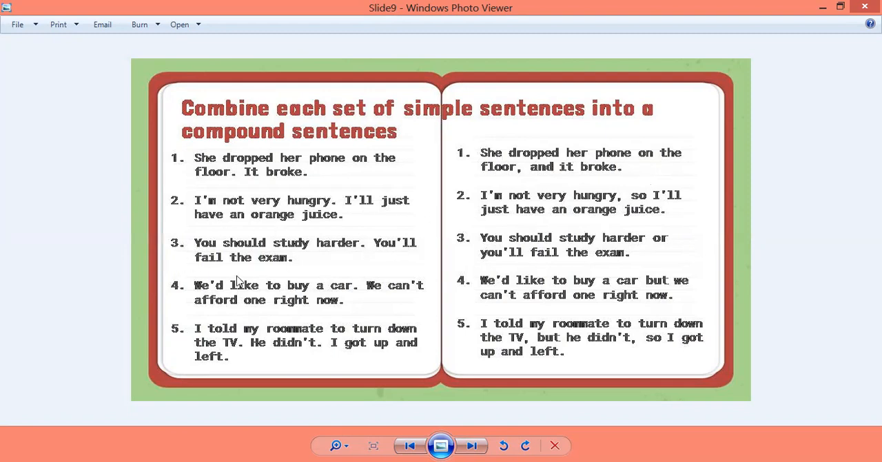You should study harder, you'll fail the exam. उसका solution, you should study harder or you'll fail the exam. This is condition, right? ये नहीं किया तो ये होगा. Or is used. Next one, we'd like to buy a car, we can't afford one right now. उसका solution क्या होगा? We would like to buy a car, but we can't afford one right now. This is again conditional. कि मुझे ये तो करना है पर मेरे पास ये नहीं है, right? And hence what have we used? But over here. And the last one, I told my roommate to turn down the TV. Full stop, he didn't. Full stop, I got up and left.